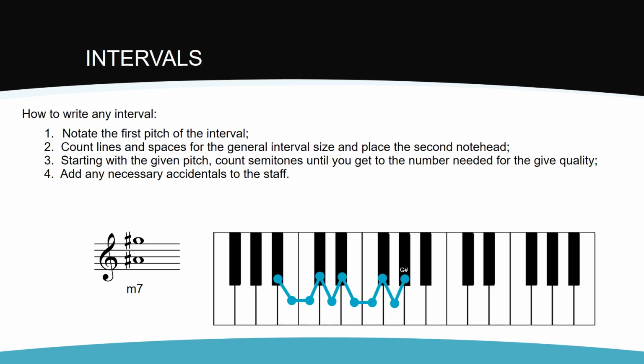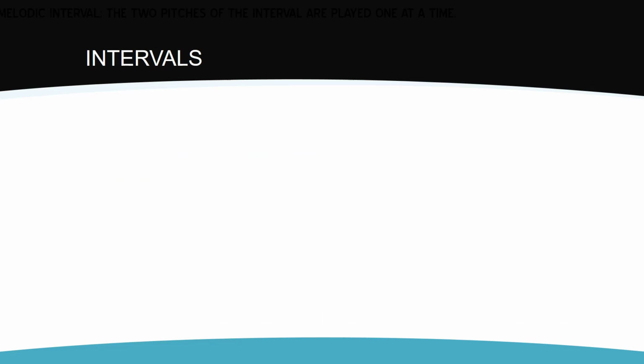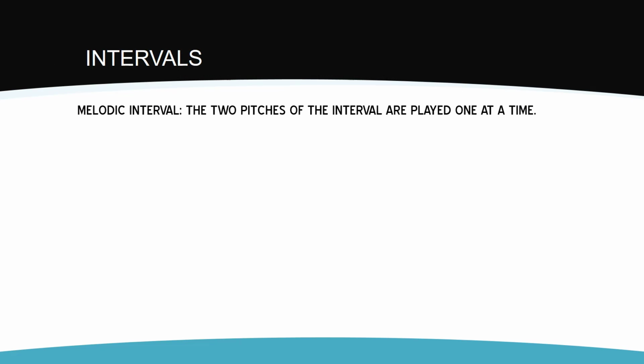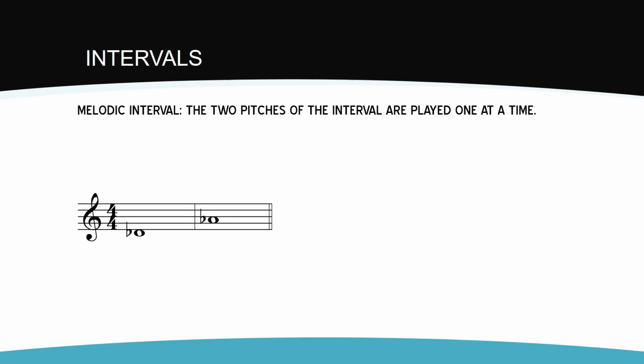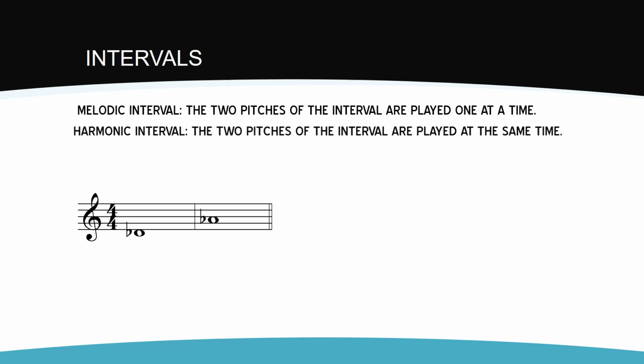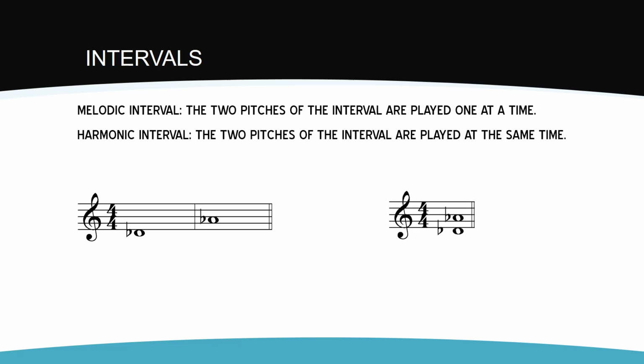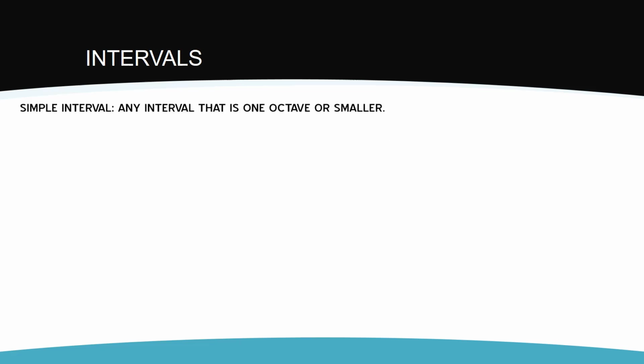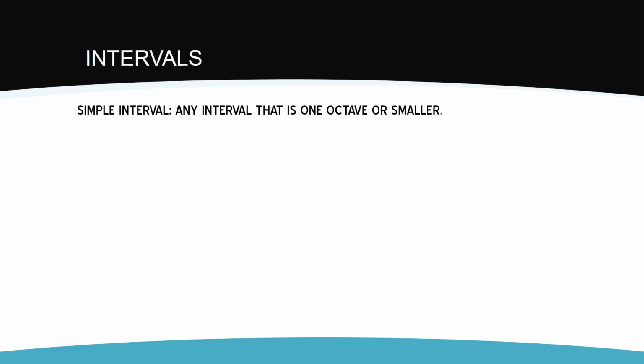The pitches of an interval can be played melodically, one at a time, or harmonically, both together at the same time. Intervals that are 1 octave or smaller are referred to as simple intervals. Intervals larger than an octave are called compound intervals.